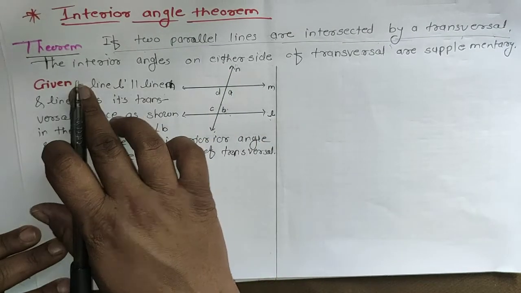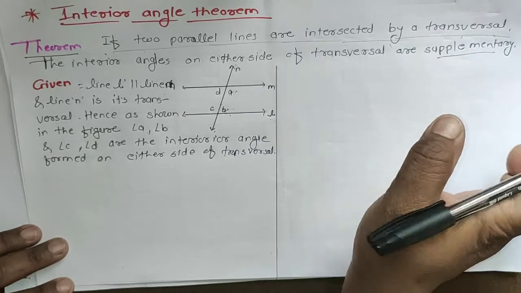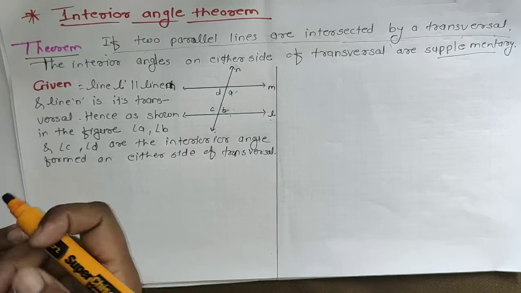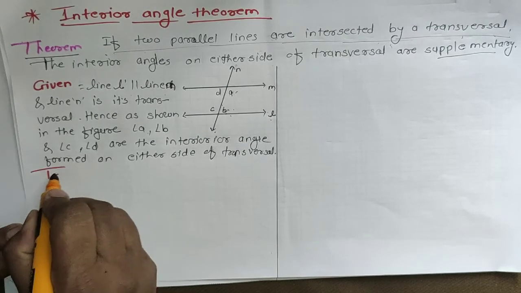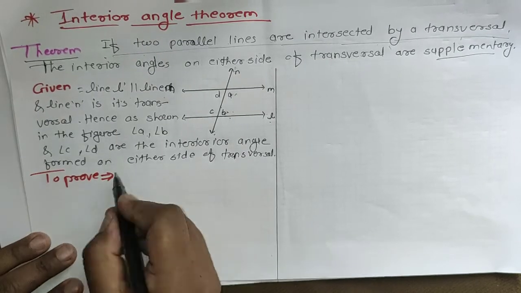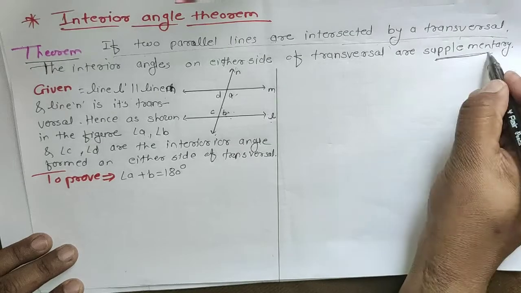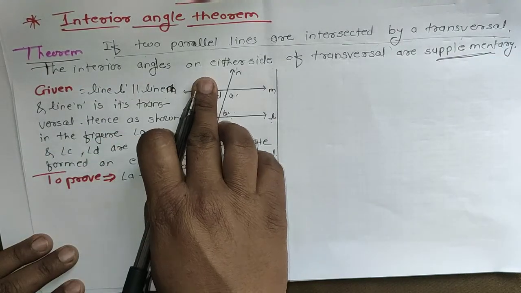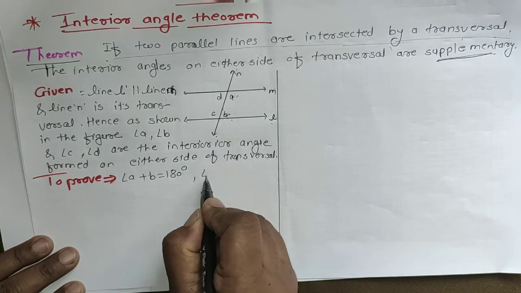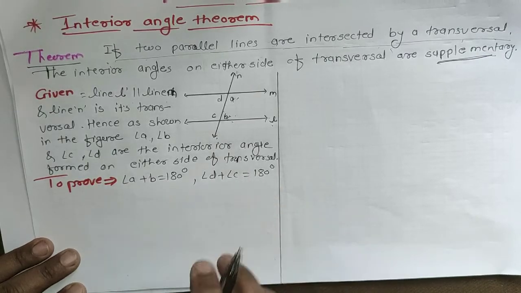Now what we have to prove: the sum of these interior angles is supplementary. Supplementary means 180. So we have to prove that angle A plus angle B is equal to 180 degrees. The interior angles on either side of the transversal are supplementary. So A plus B is equal to 180, and likewise C plus D is equal to 180 degrees. That we have to prove.